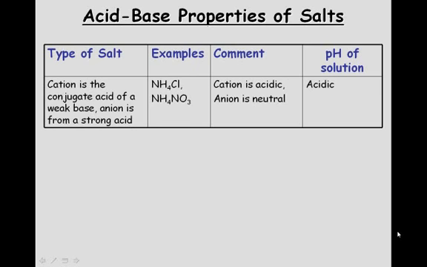Now, the next group of salts would be those that form from the cation that is a conjugate acid of a weak base, and the anion from a strong acid. So in other words, NH4Cl. The NH4 would form from NH3, which is a weak base. It picks up a hydrogen. And then the Cl would come from HCl, which is a strong acid.